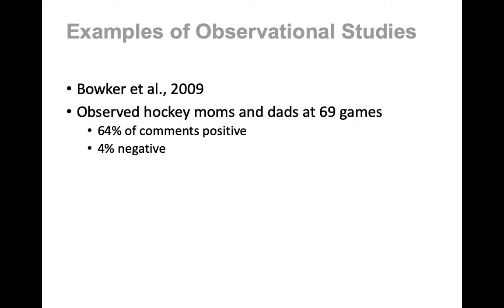Another example from the chapter had to do with Bowker et al., and they looked at hockey moms and dads at 69 games. I guess in Canada, it wasn't unusual to hear about parents acting aggressively at their youth ice hockey games. So kind of similar to baseball or soccer in the US. So Canadian researchers wanted to see how common it actually was. So they observed a sample of hockey games and recorded the frequency of violent and negative behavior, as well as positive and supportive behavior by parents.